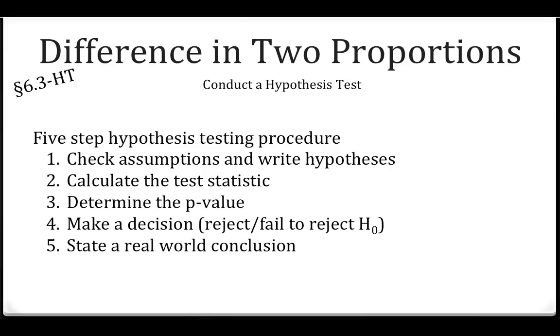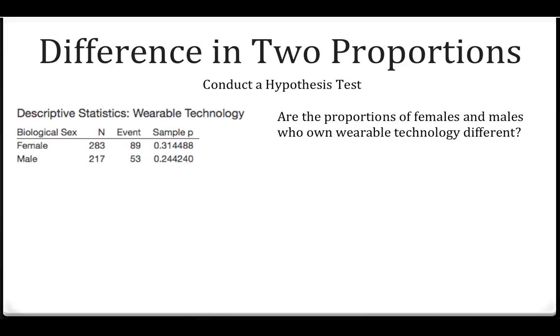Let's look at an example. We're going to be using the same data set that we saw earlier when we constructed our confidence interval. Now we want to know, are the proportions of females and males who own wearable technology different?